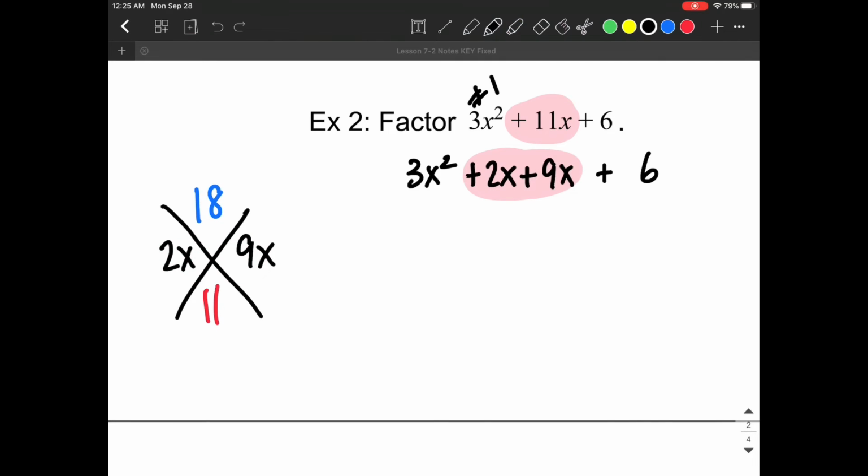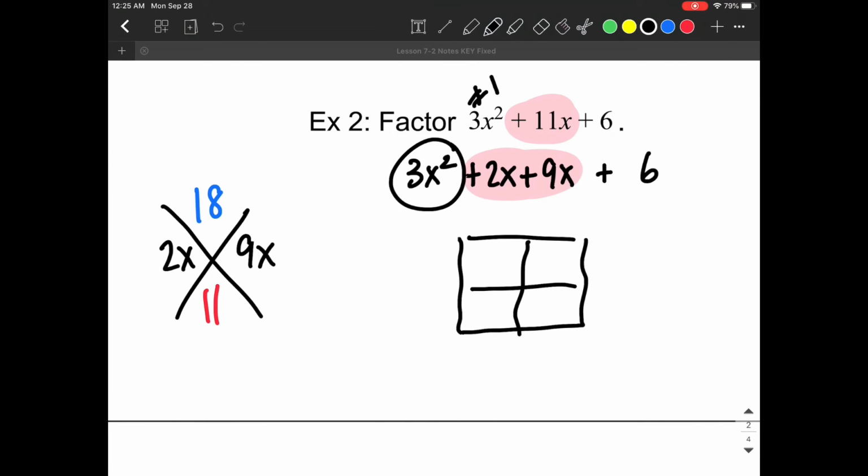All right, from there, I'm going to do my area square. Now I have 4 terms I could put into my area square. My area square, I always put the x squared term in the top left, 3x squared. I always put the constant in the bottom right. And it doesn't matter where I put the other two, but I'm going to put them like this.